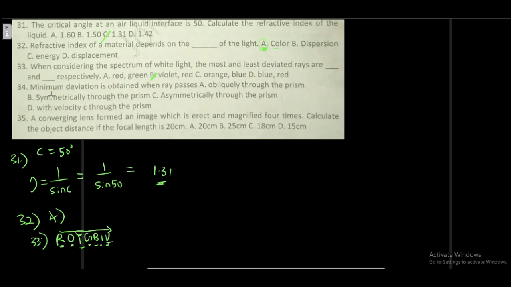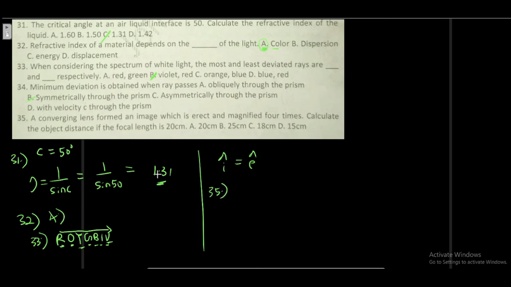Now question 34 says minimum deviation is obtained when ray passes. Deviation is minimum when a light ray passes symmetrically through a prism, and at that point our angle of incidence is equal to the angle of emergence. So the correct answer is option B, symmetrically through a prism.